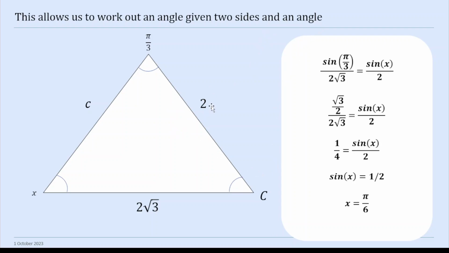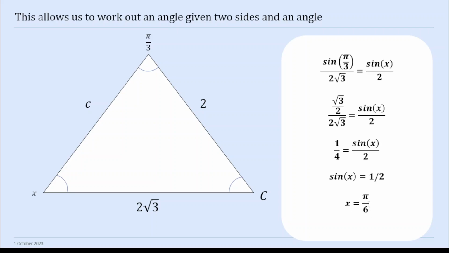And also we can work out an angle given two sides and an angle. So the two sides we have are 2 and then 2 root 3. So we know that sine pi over 3 over 2 root 3 equals sine x over 2. Sine pi over 3 is root 3 over 2. We cancel the root 3's. This left-hand side is just a quarter. A quarter equals sine x over 2. Sine x equals a half. And then x is pi over 6.